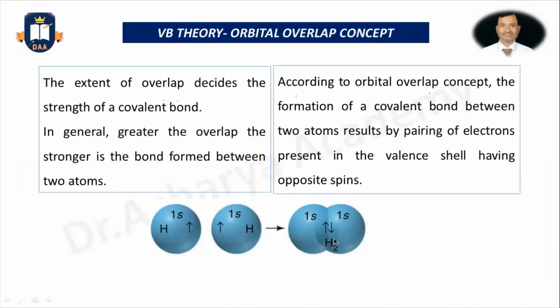The extent of overlap decides how strong this covalent bond is. The greater the extent of overlap, the stronger the bond formed. And during the formation of bonds, the pairing of electrons of the valence shell means these electrons are in opposite spin.